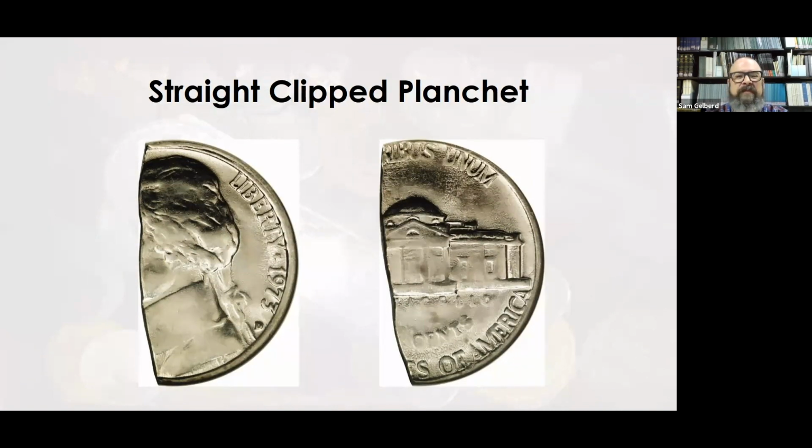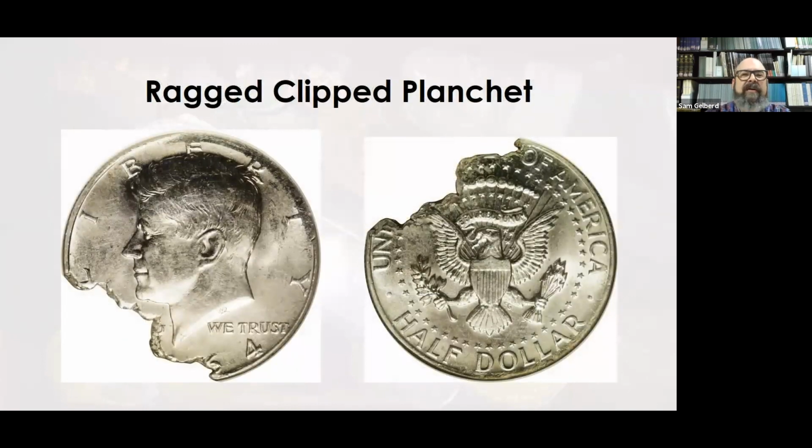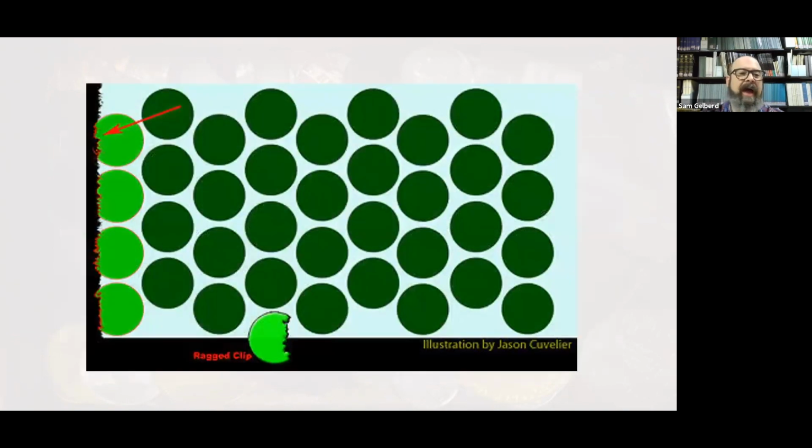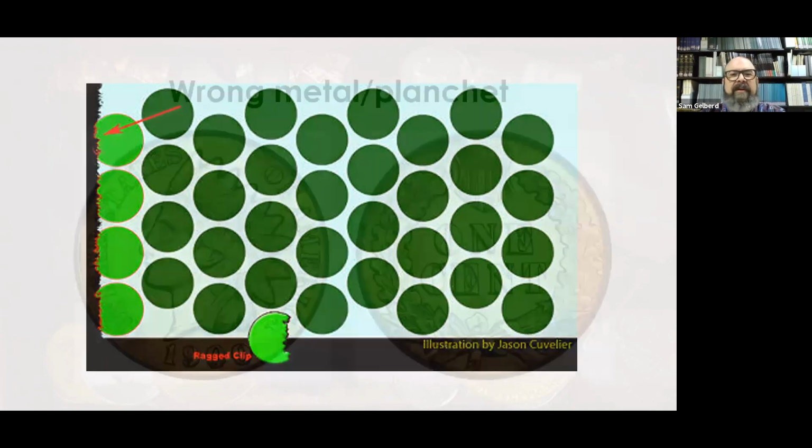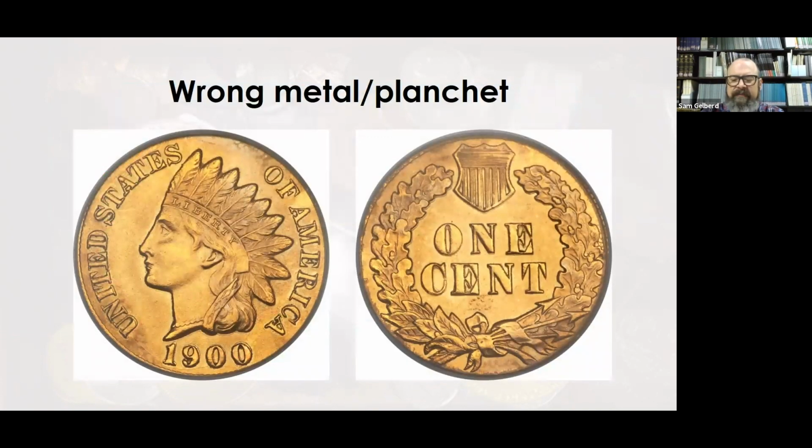So this is a really fun error, a ragged clipped planchet, where it's right from the edge of a sheet of metal. Here's a better way of showing you how that happens, where they try and squeeze just one more blank out of a strip of metal there, but it wasn't enough to make 100% of a coin. A little bit tougher of an error to come by and very dramatic.